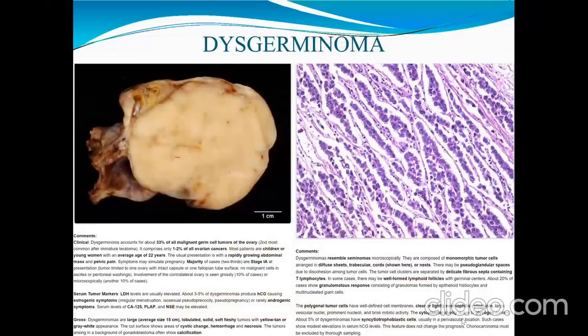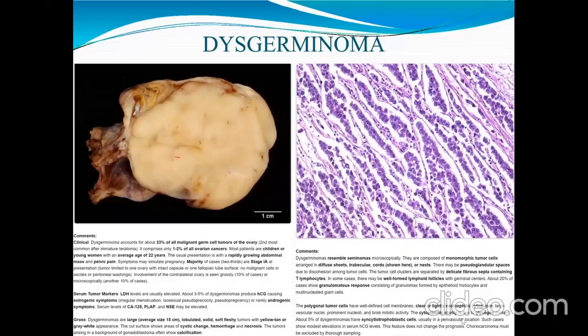First, let us talk about dysgerminoma. Dysgerminoma accounts for 33% of all malignant germ cell tumors. It comprises 1 to 2% of all ovarian cancers, and most patients are children or young women. The usual presentation is with a rapidly growing abdominal mass. The symptoms sometimes can simulate pregnancy. Majority of cases are at stage 1A.